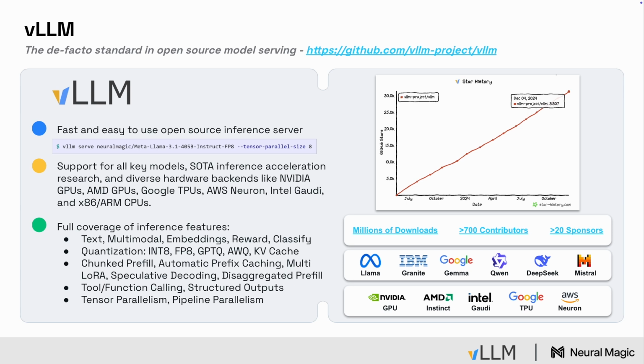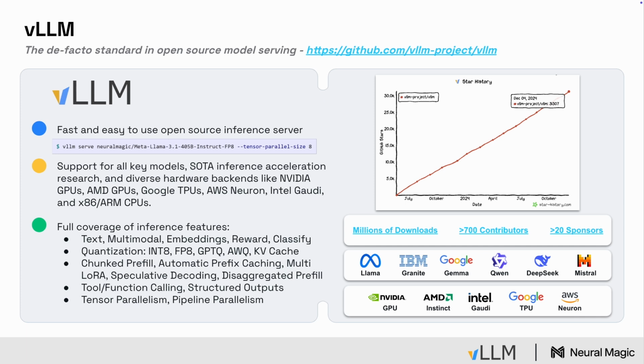If you don't know what vLLM is, it's basically the standard in open source model serving. It's a fast, easy to use open source inference server for hosting language models of various types. The reason why people love it is that it supports all the key models. We actually work closely with the Hugging Face team, and there's now going to be a Transformers backend where you can run pretty much any model from Transformers, even when we don't have specific optimizations for it.